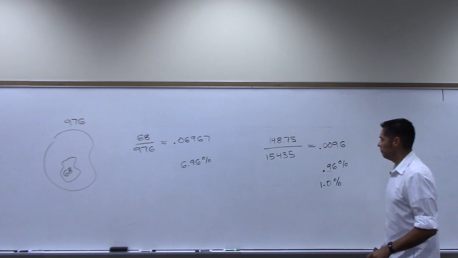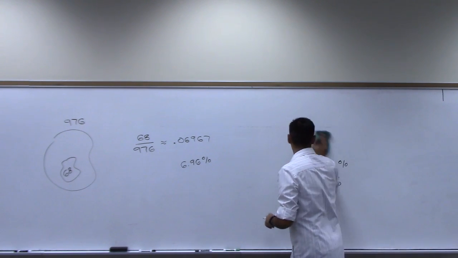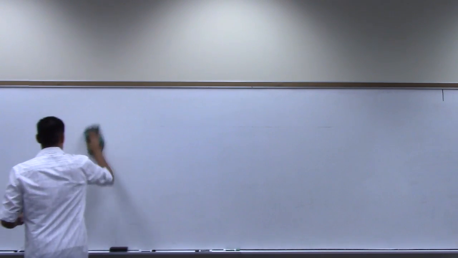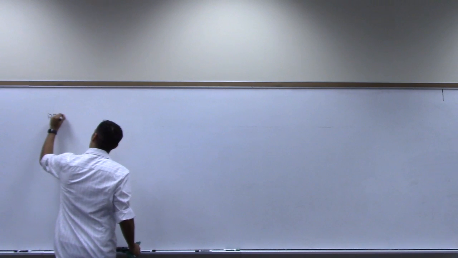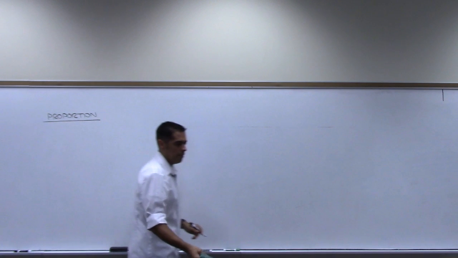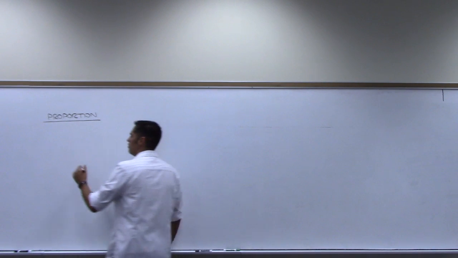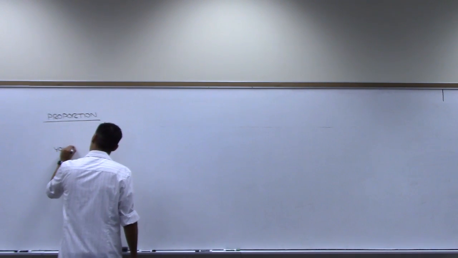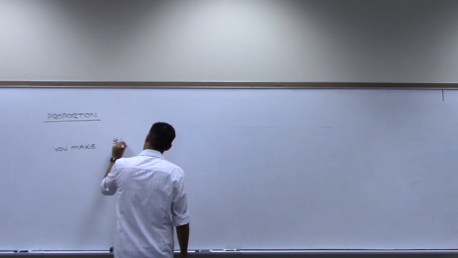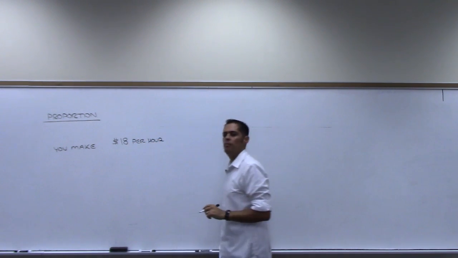All right. We'll see more percentages as we move on, but let's move on to the next concept, which is proportion. So I thought to start proportion out, I would start with an example that hopefully makes sense to you. Okay, let's say, as an example, that you have a job. You make $18 per hour. All right, let's say that's the job you have. You make 18 bucks an hour.